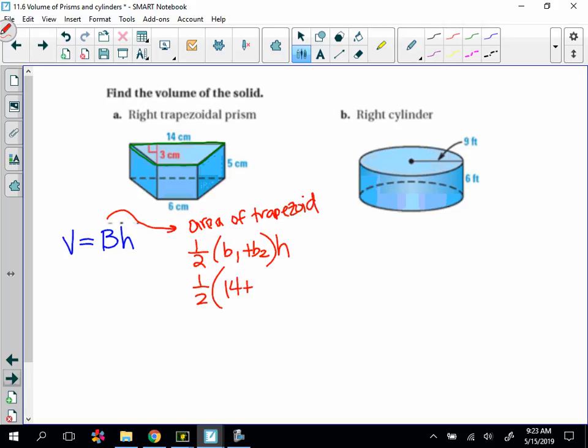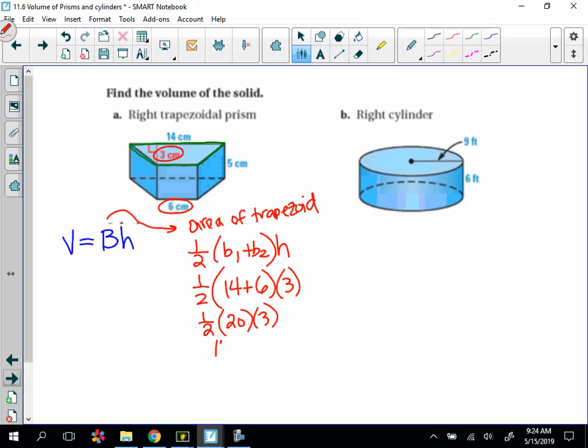And then the bottom section is 6, which corresponds to the 6 labeled at the bottom here. And then the height is the distance between those two bases on just the trapezoid, so that is going to be our 3. Okay, so let's calculate here. We're going to do half times 14 plus 6, which is 20, times 3.